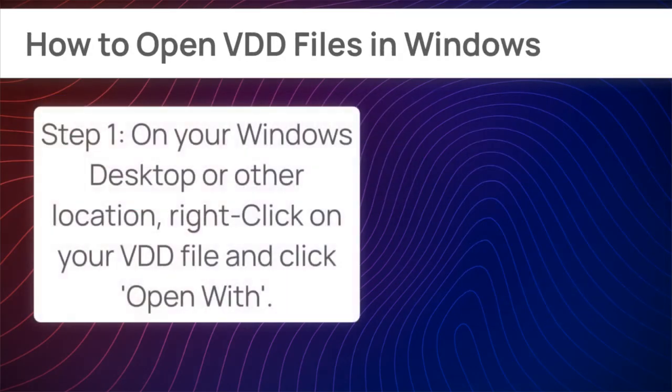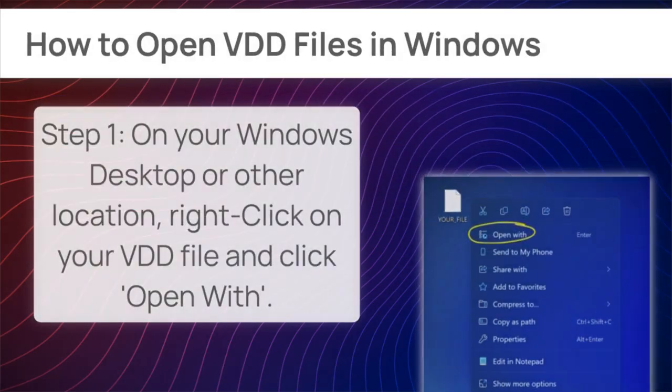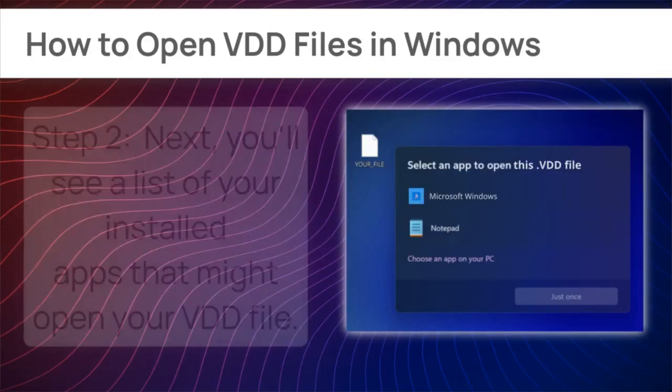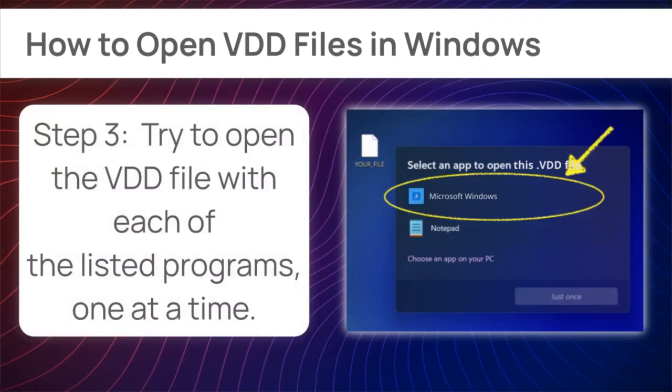Your first move is key. Right-click the VDD file and select Open With. Test with Microsoft Windows if it appears. If it doesn't, select another program. It's often necessary to test multiple applications to solve the issue.